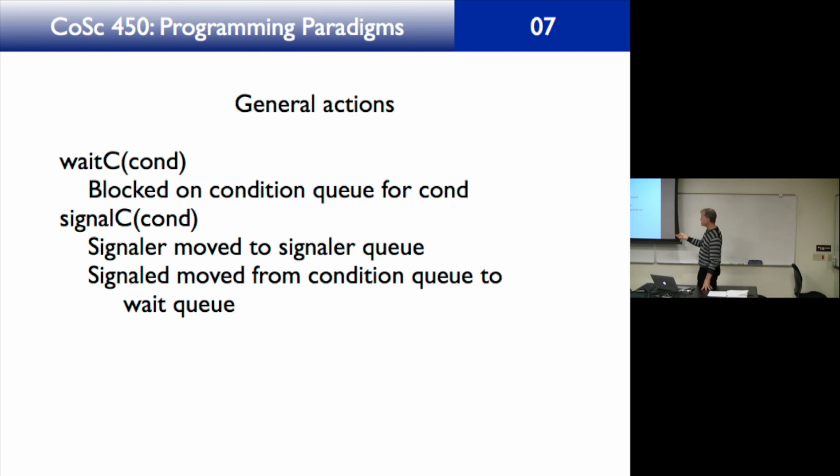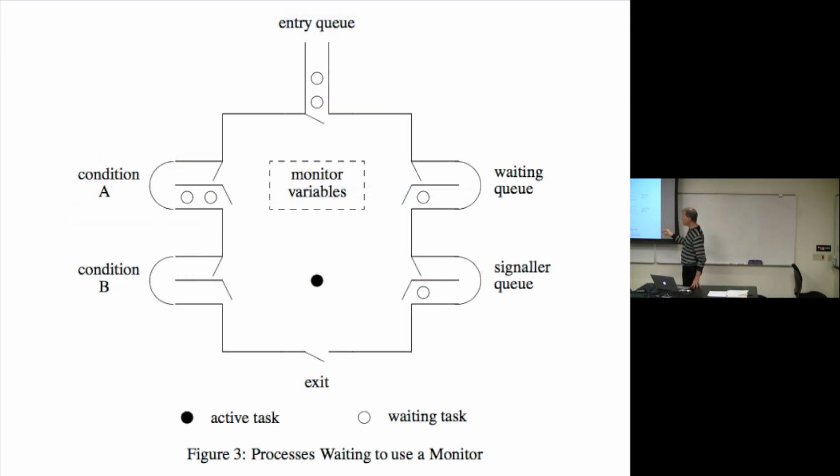And the signaled is moved from the condition queue to the wait queue. So now what? Because when you say signal condition, what are you specifying? You're specifying one of these queues. Do you see what I mean? So the signaler goes to the signaler queue, and whichever one he signals, that one goes into this waiting queue. The first one here goes into the waiting queue. All right?